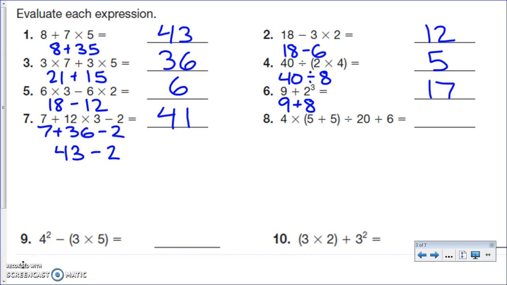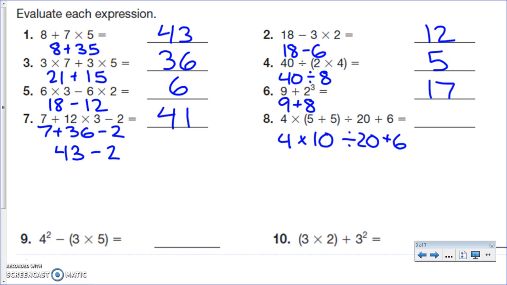For number 8, we have 4 times (5 plus 5) divided by 20 plus 6. There's a lot going on in this one. So we use our PEMDAS acronym. We know parentheses comes first. So we're going to have 4 times 10 divided by 20 plus 6. And it's helpful on problems like this one to give yourself a little more room to do all the work so you can keep everything lined up as we work step by step.